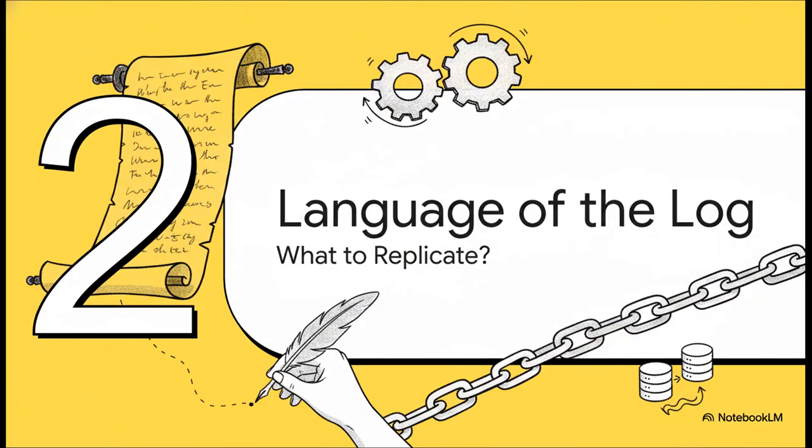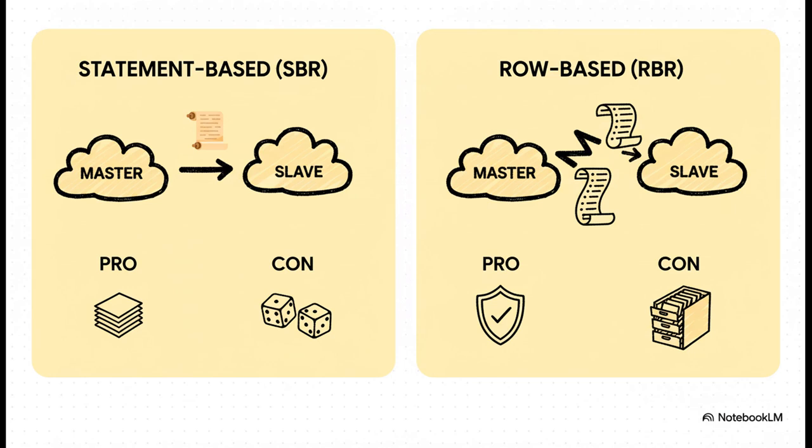Okay, so if the log is a script, then the obvious next question is, what language is that script written in? What exactly does the master write down for the slaves to read? This decision brings us to our very first major engineering dilemma. So there are two main languages, if you will. Over on the left, you've got statement-based replication, or SBR. It's super direct. It just sends the literal SQL command that was executed. And this is awesome for keeping the log files really small and lean.